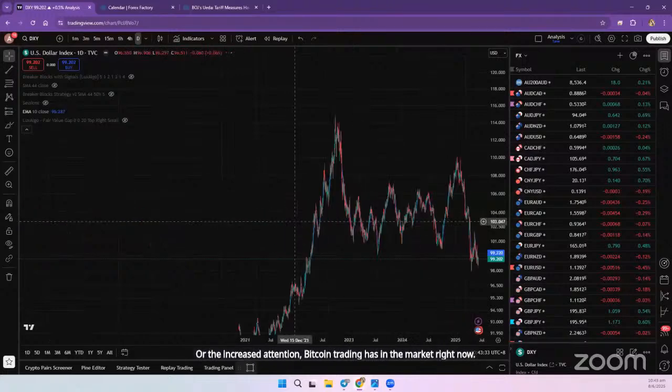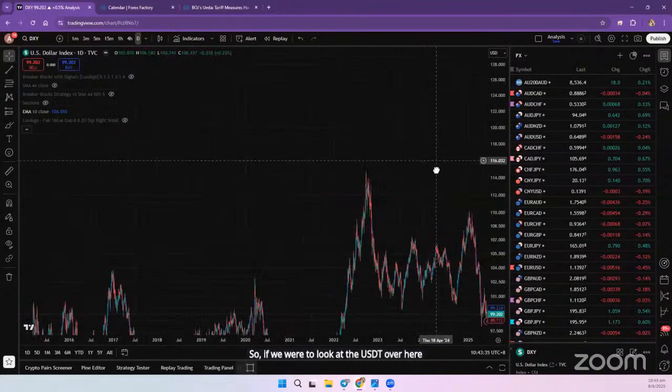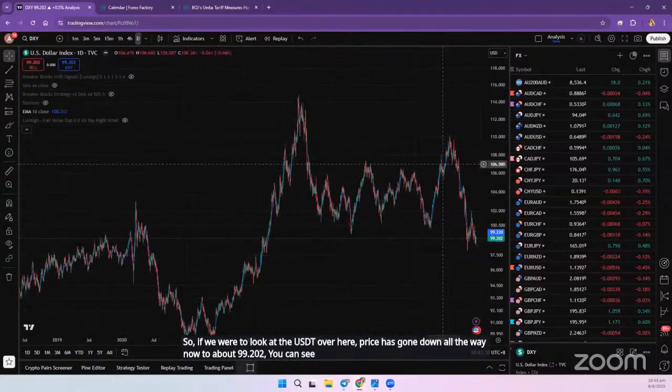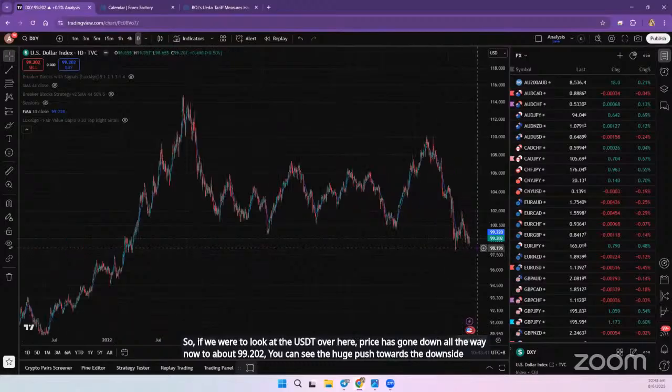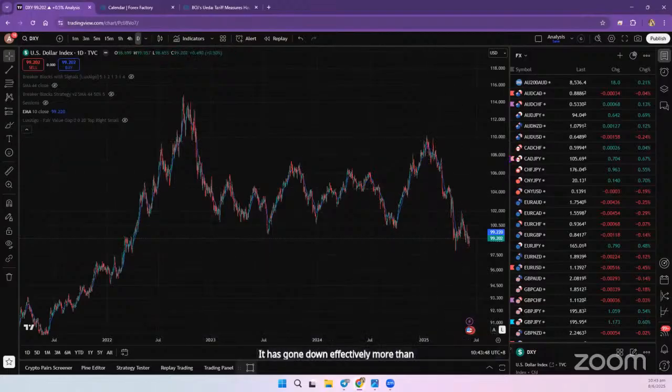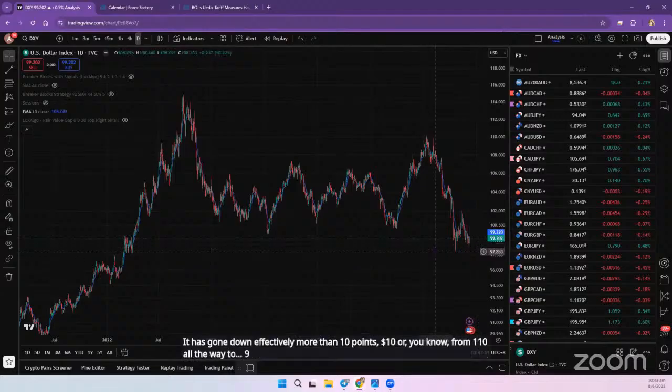So if we were to look at the USDT over here, price has gone down all the way now to about 99.202. You can see the huge push towards the downside ever since Trump took over. Now Trump wants a weaker dollar. He has got a weaker dollar. It has gone down effectively more than 10 points, from 110 all the way to 99, slightly more than 10 units in terms of the US dollar index.